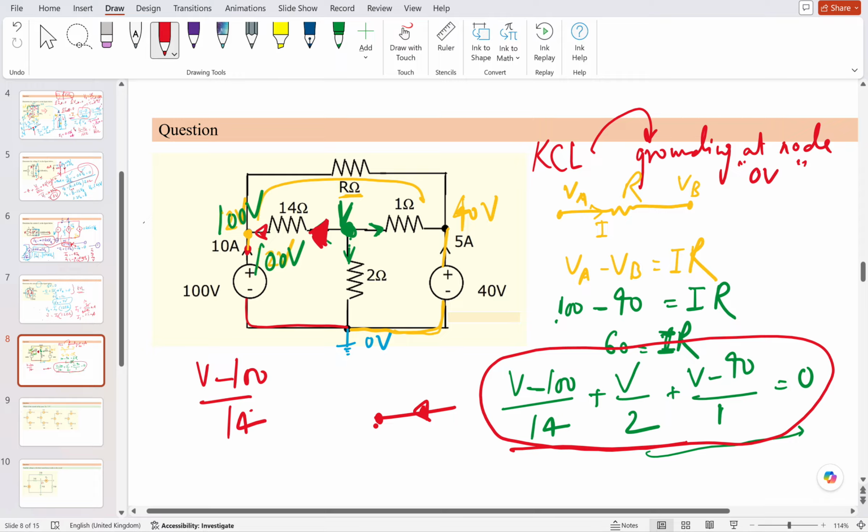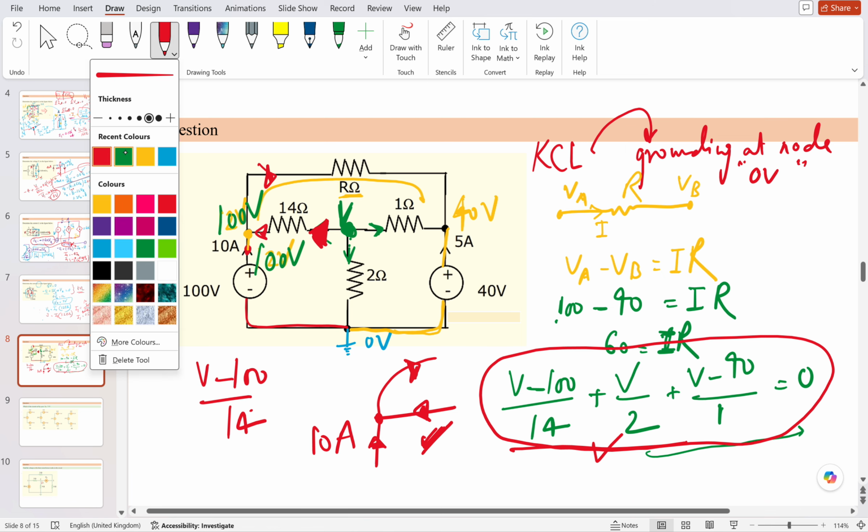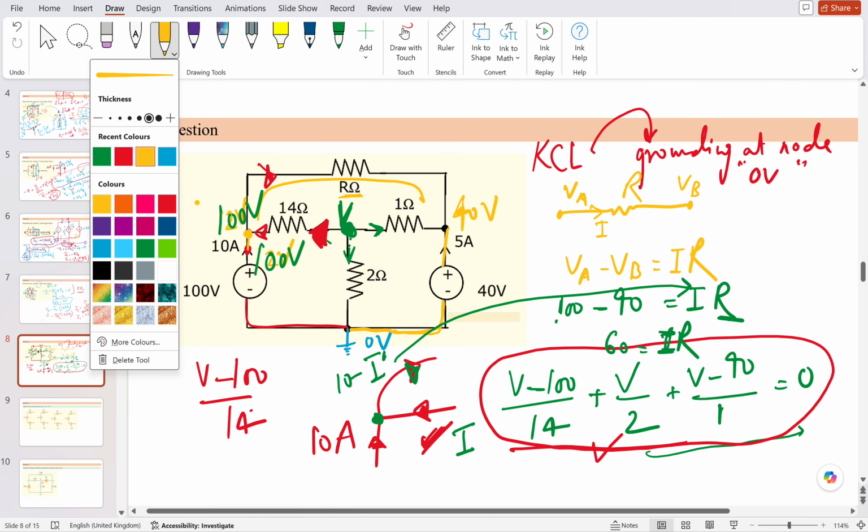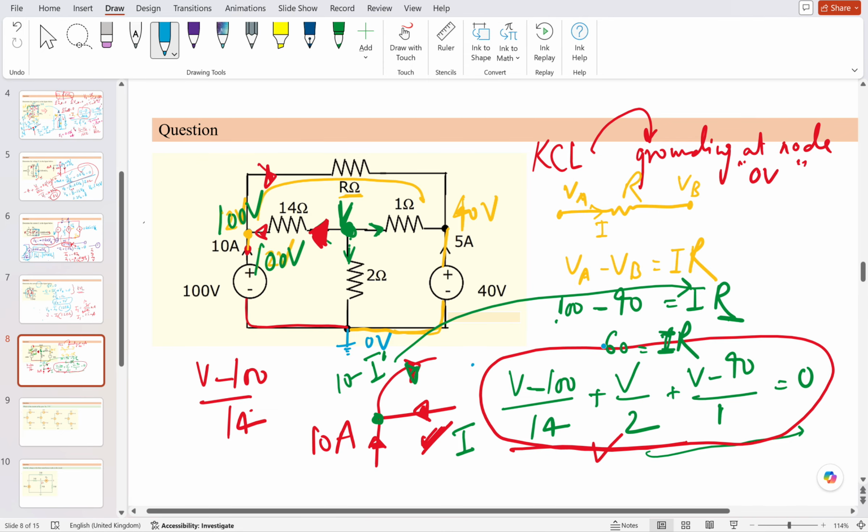You will know the current which is coming from here. The 10 amps is already given, and you can find out what the current flowing like this is. Through V you can calculate this current, and after applying KCL at this node, you can get this value: 10 minus whatever the current. Suppose I consider I, so 10 minus I will flow from here, I dash. So you just have to put this value here and you will get the value of R. Okay, getting my point? Any doubt here?